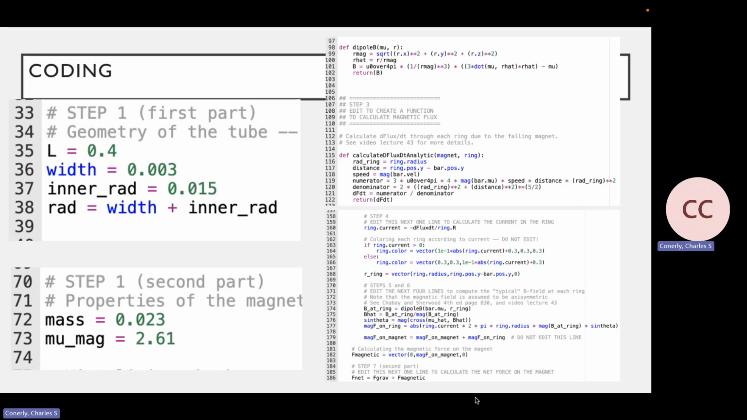Then we're going to recreate this using code. The setup's going to be similar. We're going to input all of our dimensions and parameters into the code: length, width, radius, mass, dipole moment. And then we're going to plug in a simulation that looks at the behavior of the magnet as it falls through and experiences those magnetic forces and flux as it goes through the aluminum tube.